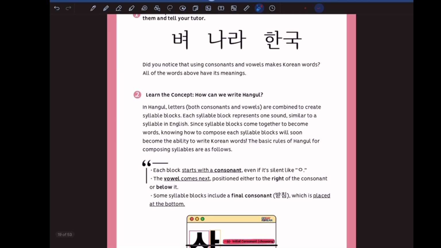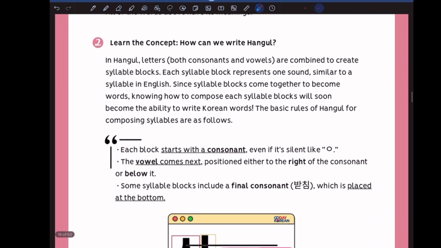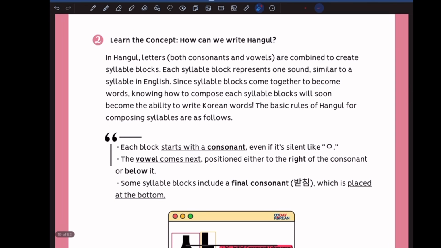Now we're going to be learning about the basic concepts. How can we write Hangul? So in Hangul, letters, both consonants and vowels, are combined to create syllable blocks. Each syllable block represents one sound, similar to a syllable in English. Since syllable blocks come together to become a word, knowing how to compose each syllable block will soon become the ability to write Korean words.